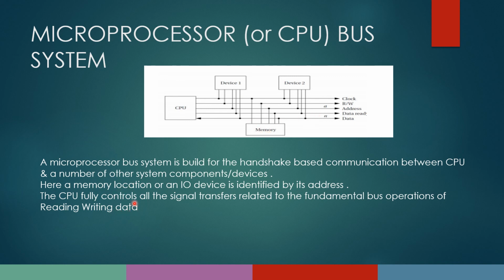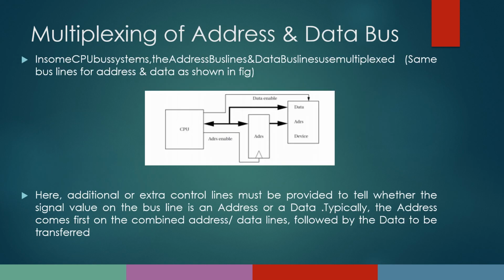So remember here that a memory location or an input output device will be identified by its address, and the CPU can fully control all the signals related to the fundamental bus operations of reading and writing data. Now we can have a multiplexing of address and data bus. That is, we will have the same bus lines for both the address and the data, as shown in the figure. You can see here there is a CPU and you have the same line for both the data as well as the address.